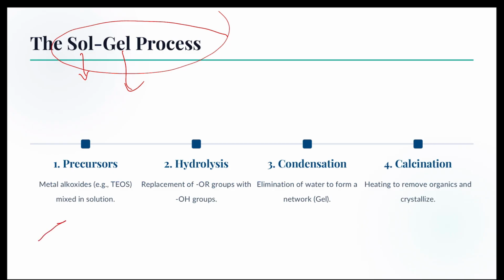We are going to get our metal alkoxides. We're going to mix them together in a solution. The first part of the reaction is completed. Then we are going to hydrolyze them, so the alkoxides are going to convert into alcohols, maybe acids as well. Then we are going to condense them together by removing the water. And this is when the solution has converted to a gel.